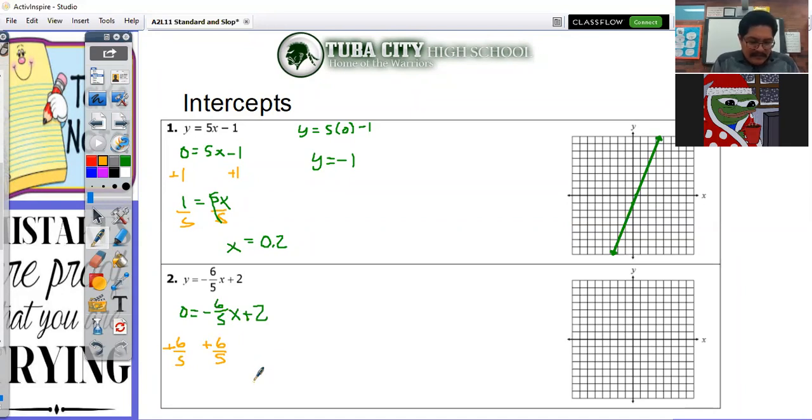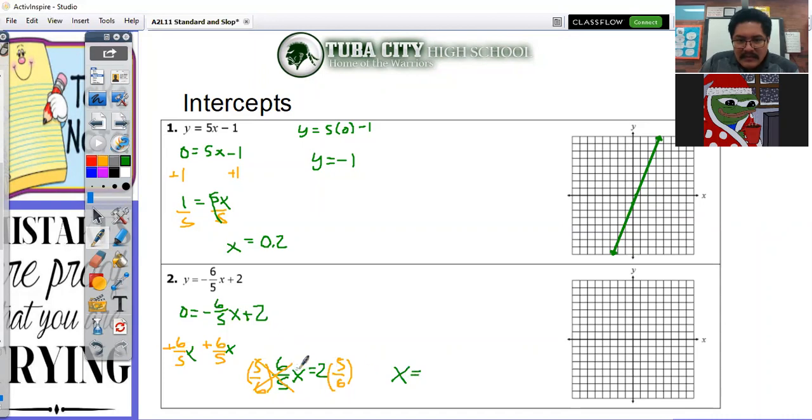Oh yeah, I should also take the x with it too. 6/5x equals 2. And I've got to get rid of this 6/5, so I'm going to multiply by the reciprocal. Instead of 6/5, I'm going to multiply by 5/6. And that should cancel here, cancel here.